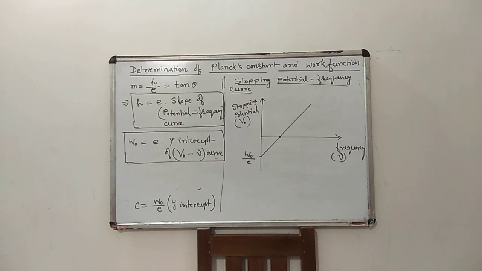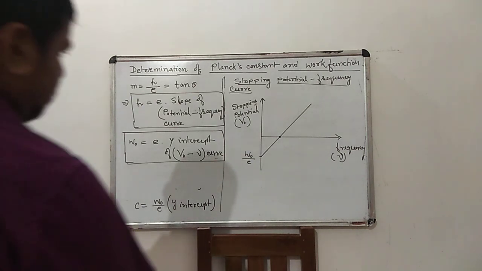Okay, so what is Planck's constant? This is how you determine Planck's constant. This h is equal to e into the slope of the potential frequency curve. That is tan theta. h equal to e tan theta. Okay, tan theta means slope, and W naught equal to e into the y-intercept.